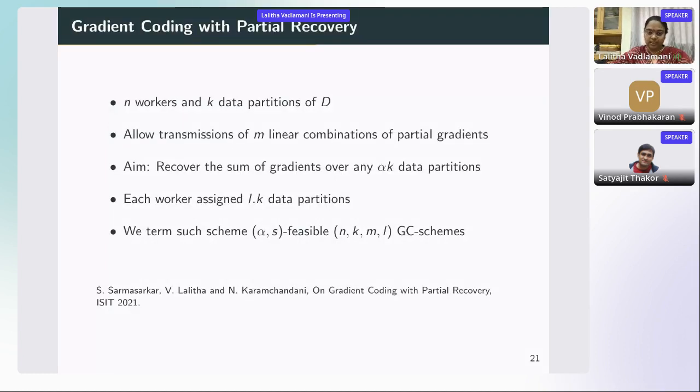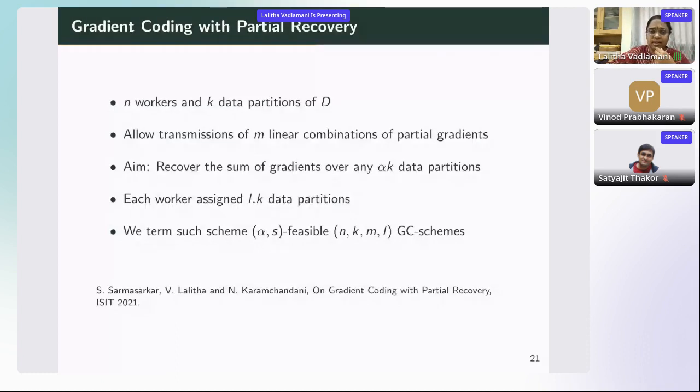So we have n workers and k data partitions. And in this case, what we do is that we also allow multiple linear combinations that each worker can send. This is somewhat important. Some of our schemes can also work with a single linear combination, but the most general scheme that we have requires multiple linear combinations of the partial gradients at a worker to be sent back to the master. For the problem of partial recovery, this is required. We cannot always do away with a single linear combination.